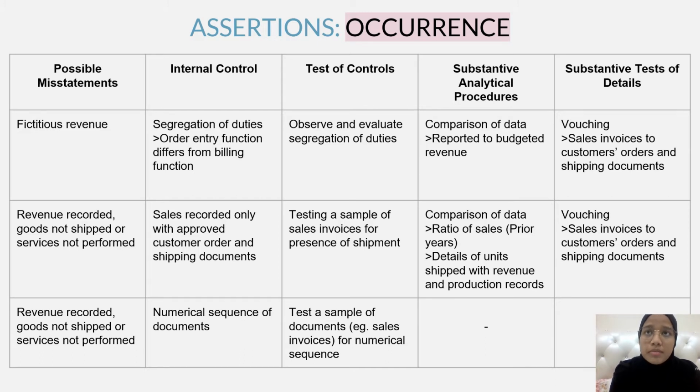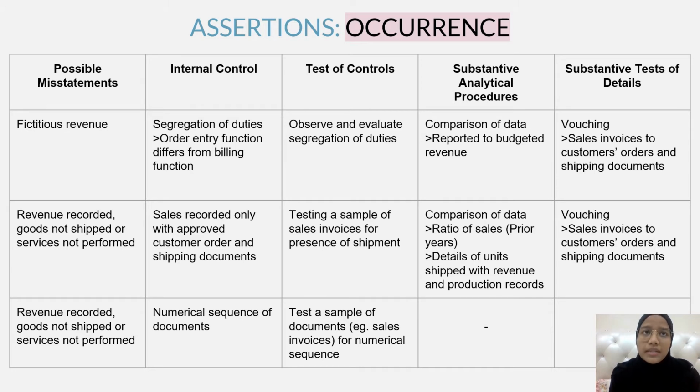There are two possible misstatements that might happen, which are fictitious revenue and revenue being recorded, but the goods are not shipped or the service is not performed yet. For every assertion, I will take only one of the possible misstatements to be discussed. So I will take fictitious revenue.